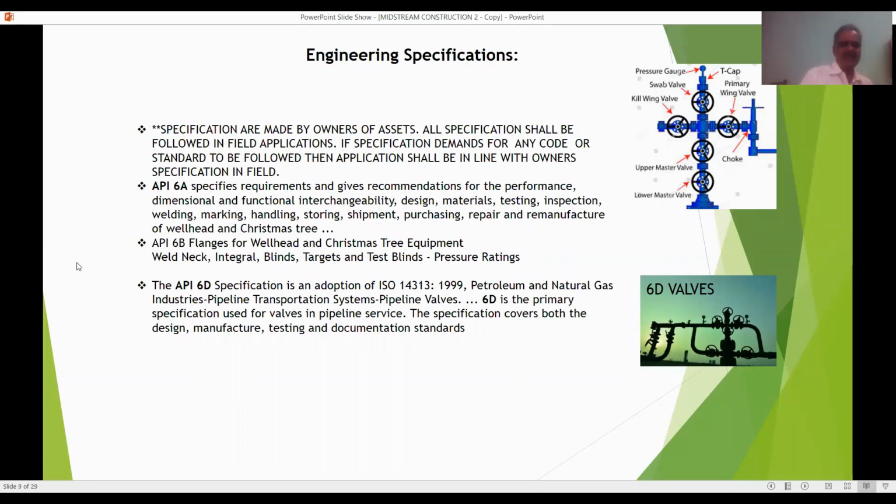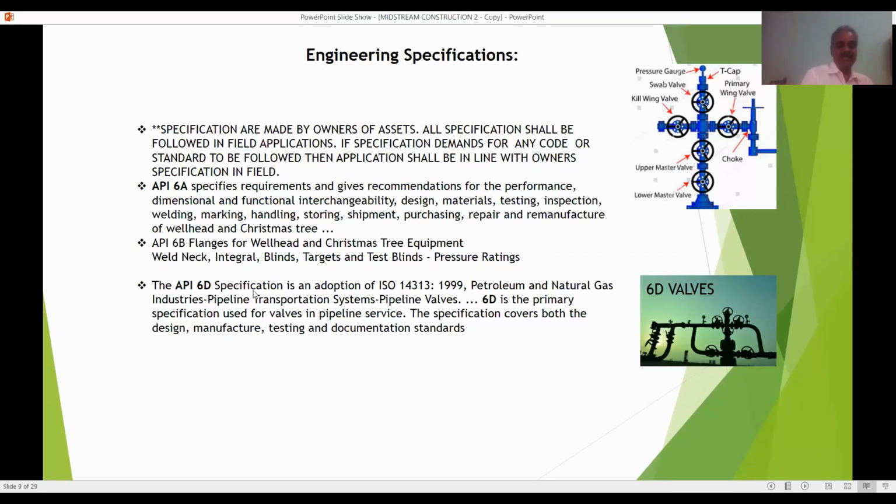Repair and remanufacturing of wellhead and Christmas tree. See this Christmas tree. It is explained in my YouTube channel, part 1, part 2, part 3, part 4, part 5 also. You go through that and definitely see what connections you can find. Then similarly API 6B, flanges for wellhead and Christmas tree equipment. Well neck, integral blinds, target and test blinds, pressure ratings.